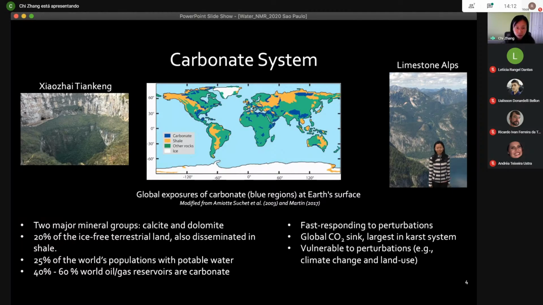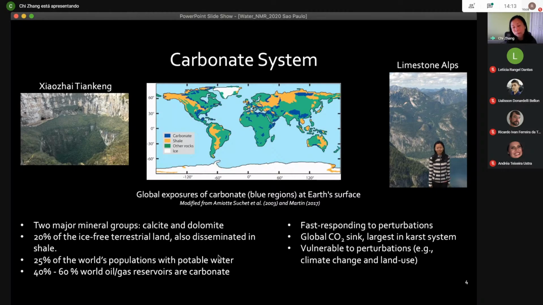Although carbonate minerals do not create a net change in the atmospheric CO2 concentration over the long time period, they can affect the CO2 concentration over short time periods, and also in local environments, because of their fast response to perturbations like land use change or anthropogenic impact. So this carbonate system is very vulnerable and has this fast kinetics, and I think it's a very good challenge for us to study the carbonate system.